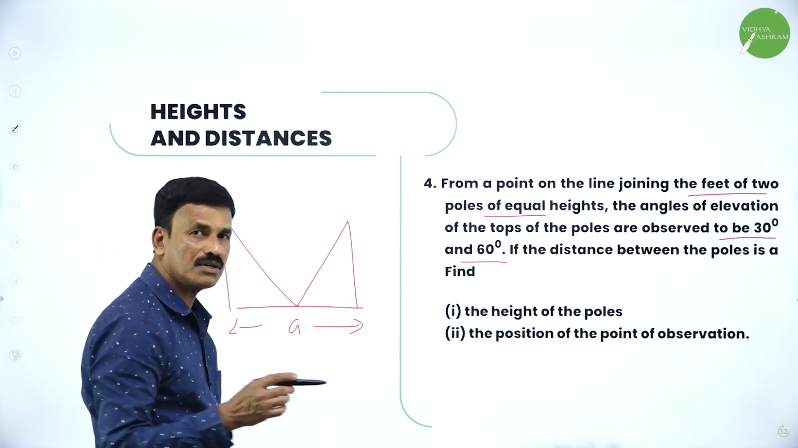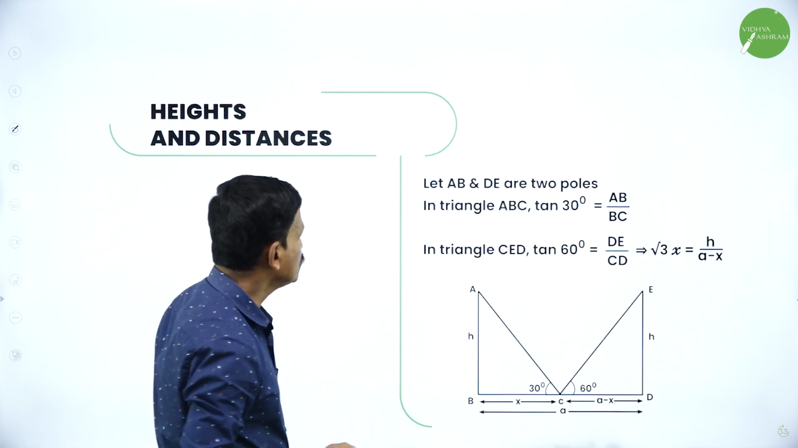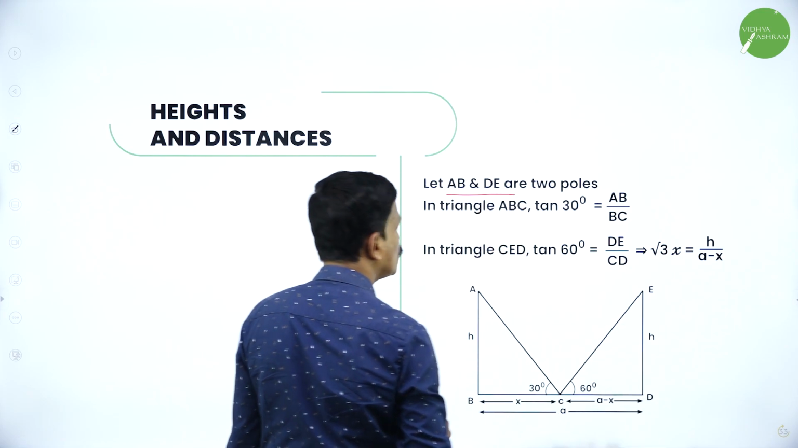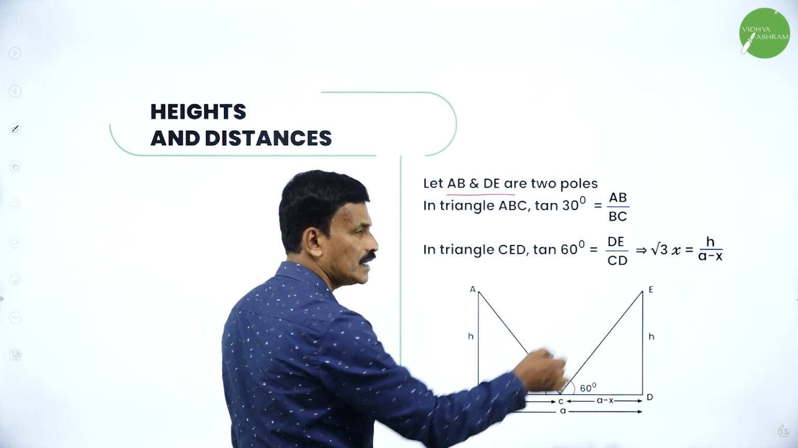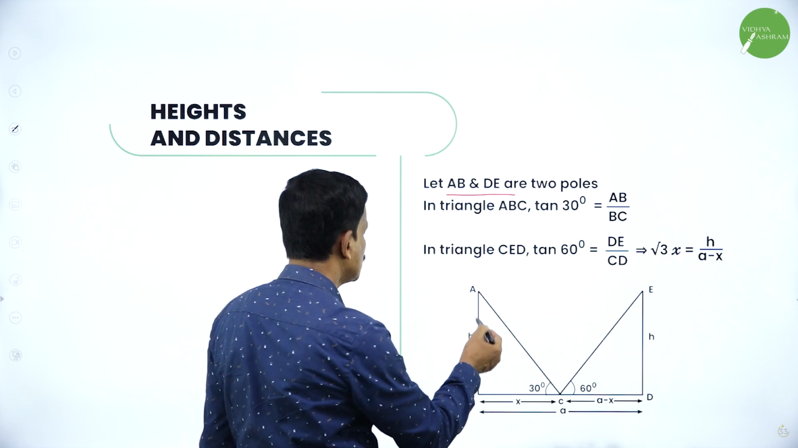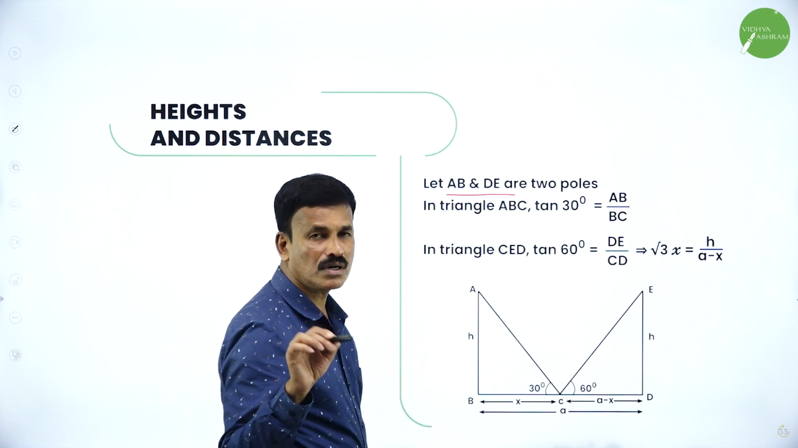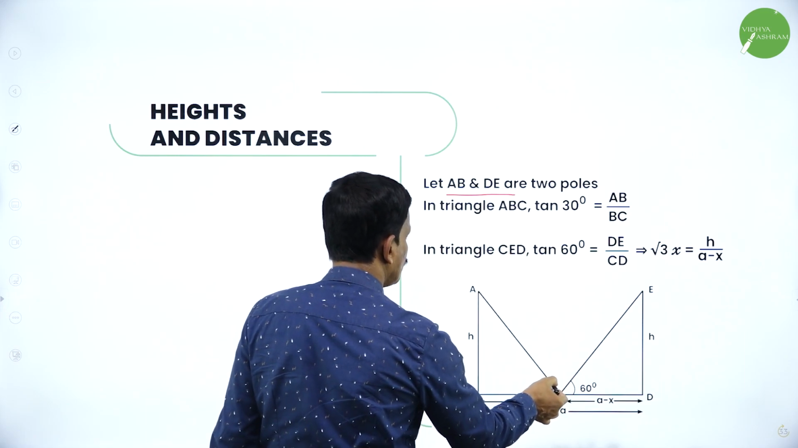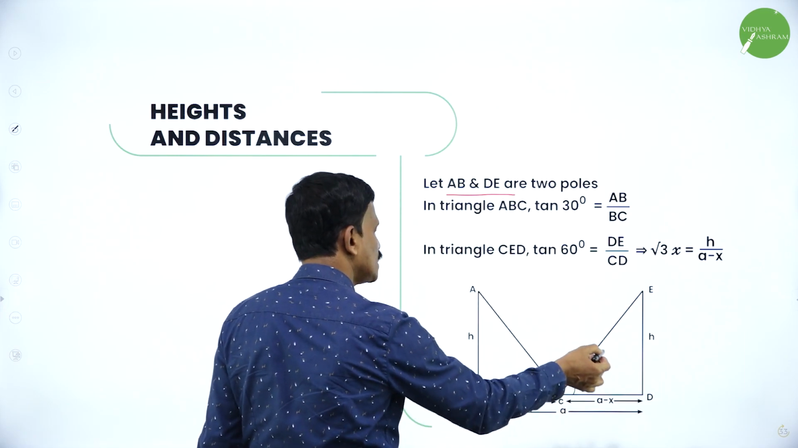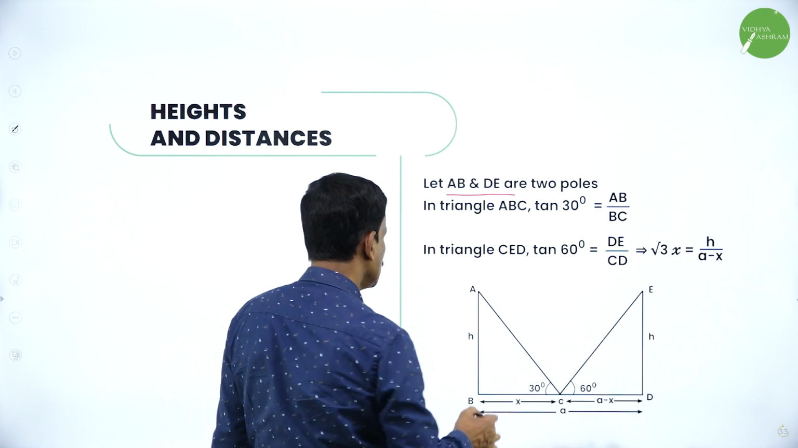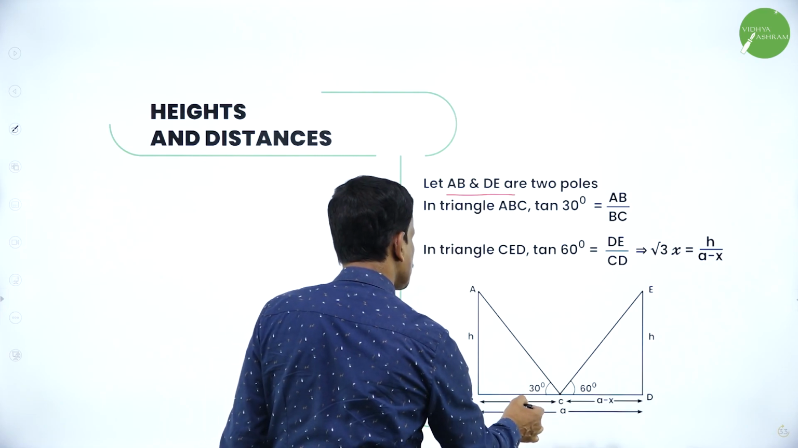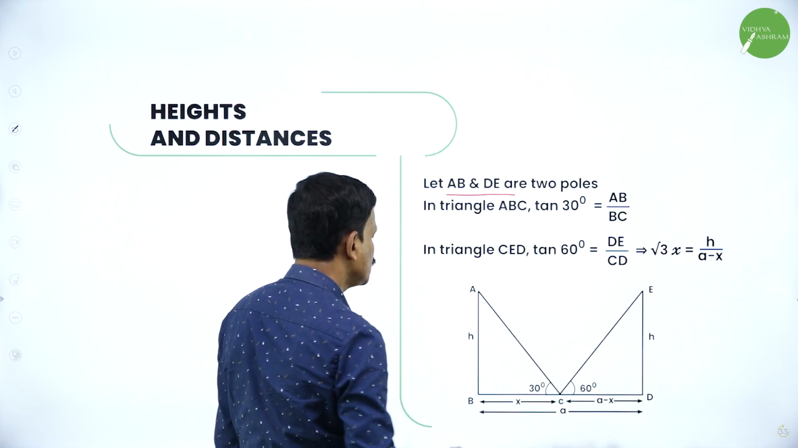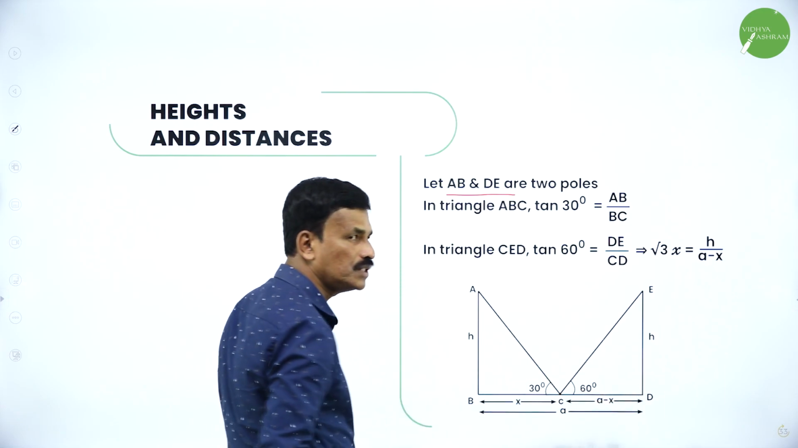Okay. Now let us draw the diagram for this. So here AB and DE are the two poles. Let us consider the height of the poles to be H. Here the angle of elevation is given: one is 30 degrees, another one is 60 degrees. Let the distance from B to C be X, and the distance from B to D is given, that is equal to A. Therefore CD is equal to A minus X.